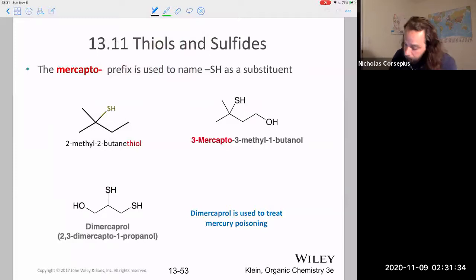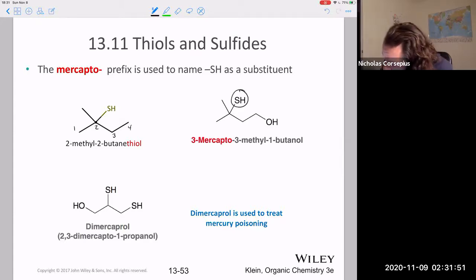So again, here, my highest priority group is just that thiol group. I number in such a way that it gets the lowest number, so I get 2-methyl-2-butanethiol.